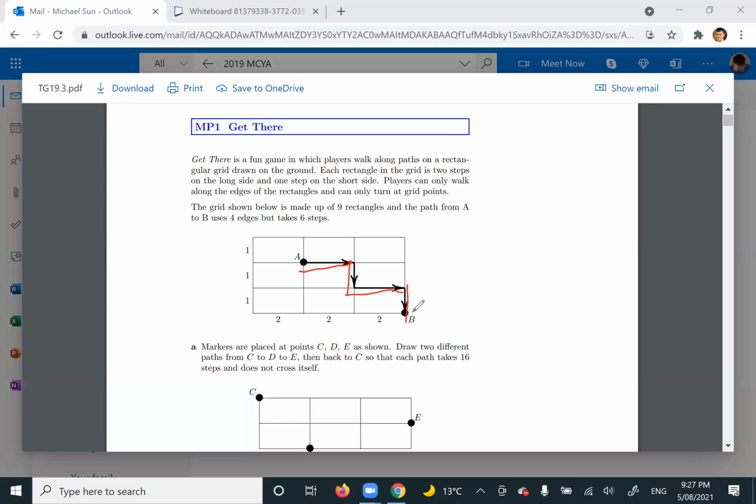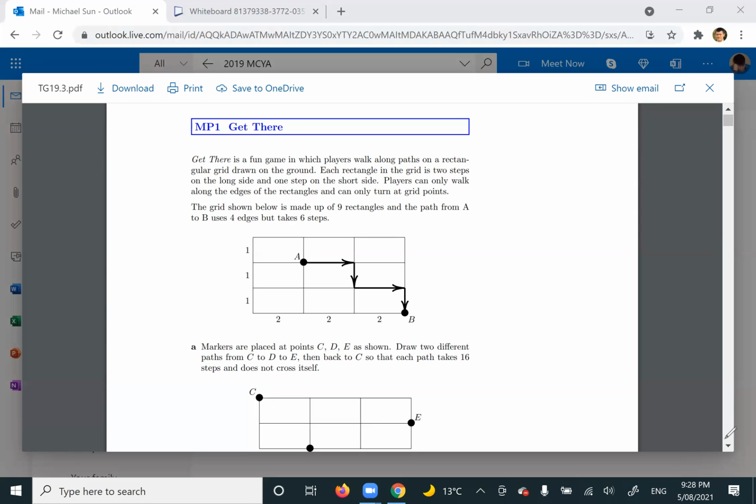Yeah. Okay. But why is it 4 edges, but it takes 6 steps? Because the long bit takes two. So that actually takes 2 steps. And the short bit takes 1 step, and 2 ones and 2 twos is 6. Oh, okay, very good. So you understand this example now, right? Yeah. So this example is here just to let you understand what the rules are. So it's defining what steps and rectangles and edges are.